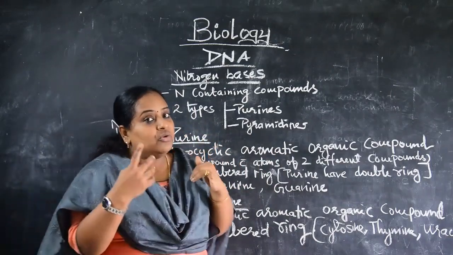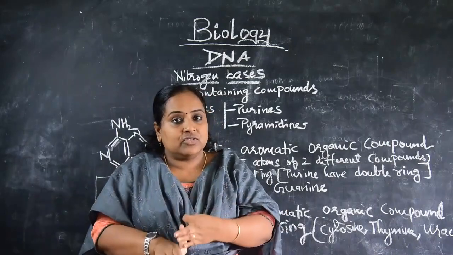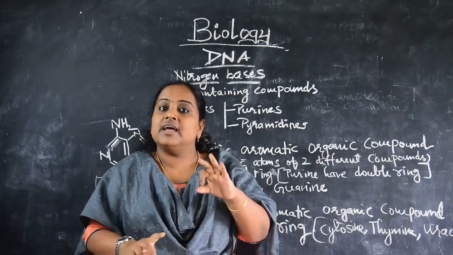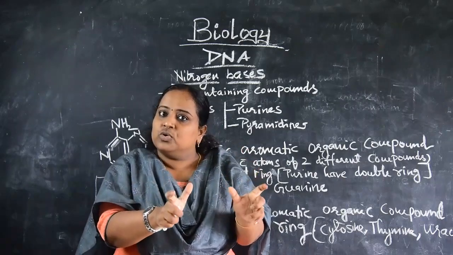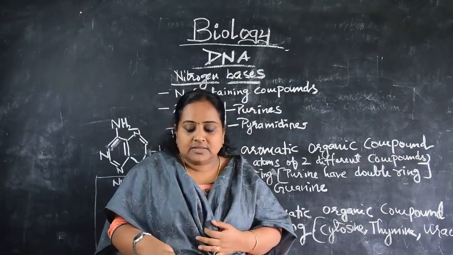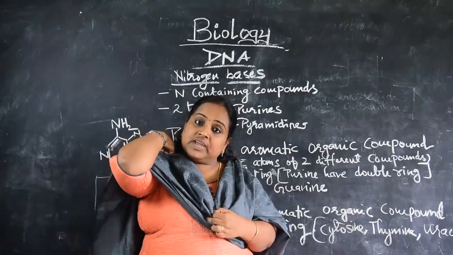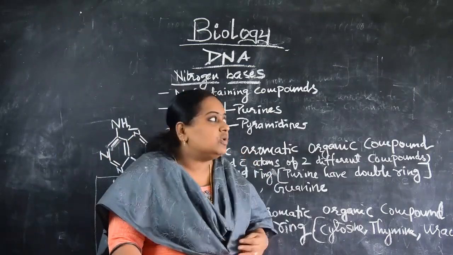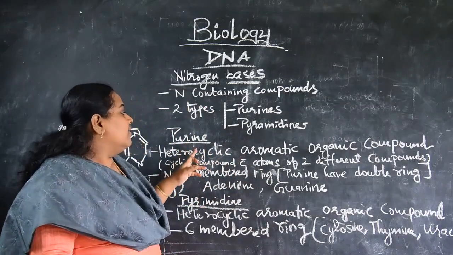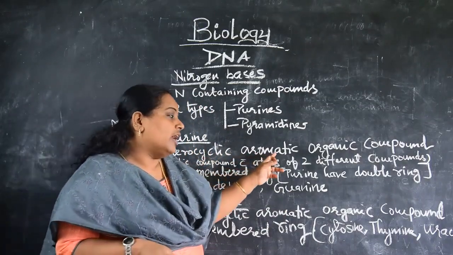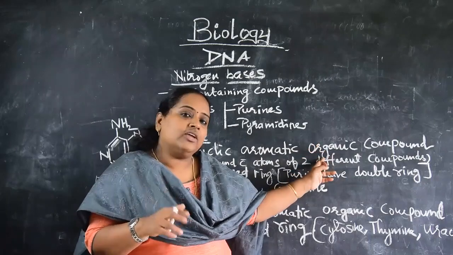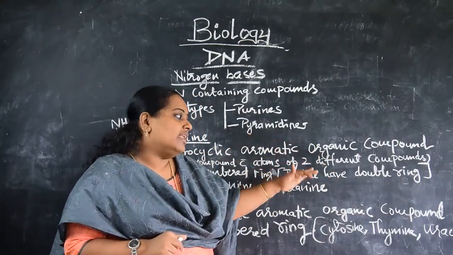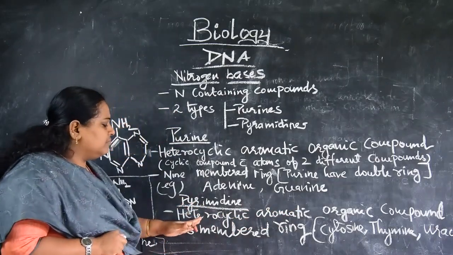So again you have to remember that these three, the nitrogen base, phosphate group and pentose sugar, are the components that make up a nucleotide. There are two types of nitrogen bases, purines and pyrimidines. Both are heterocyclic aromatic organic compounds.